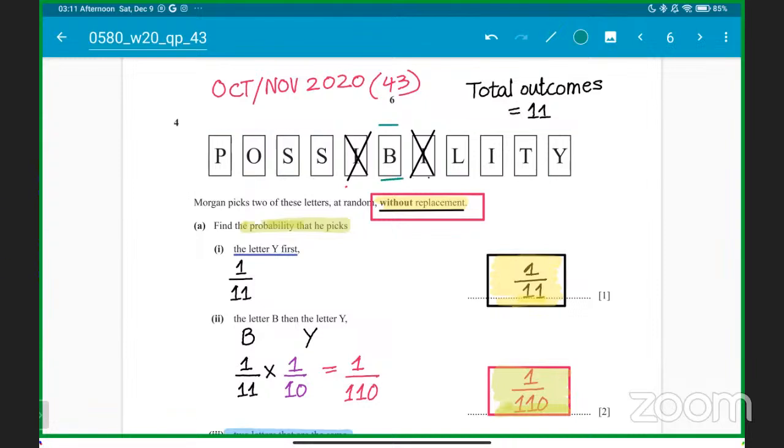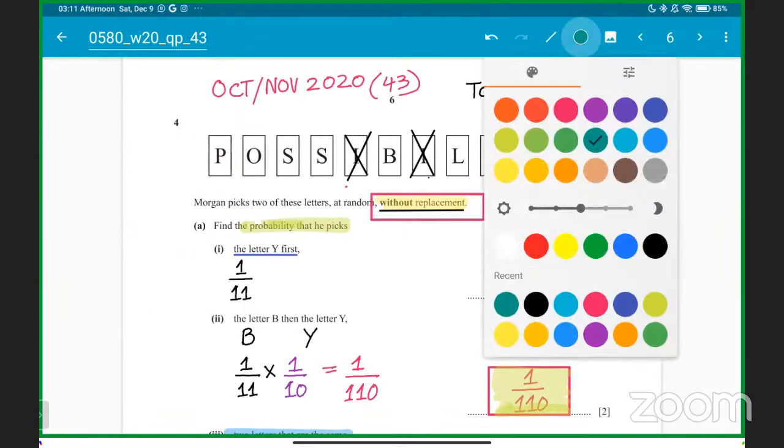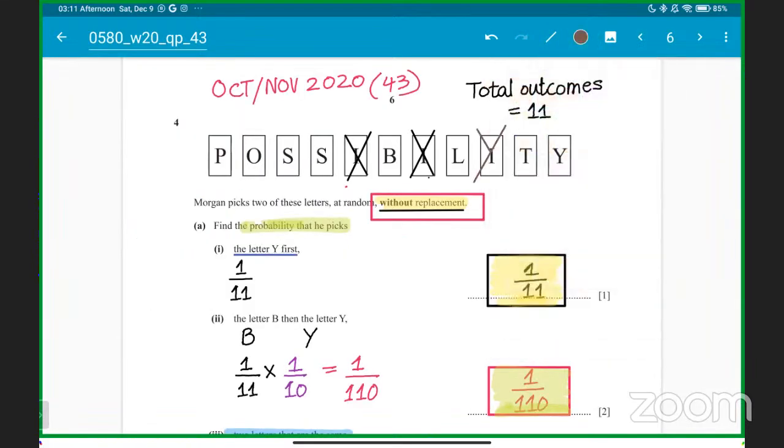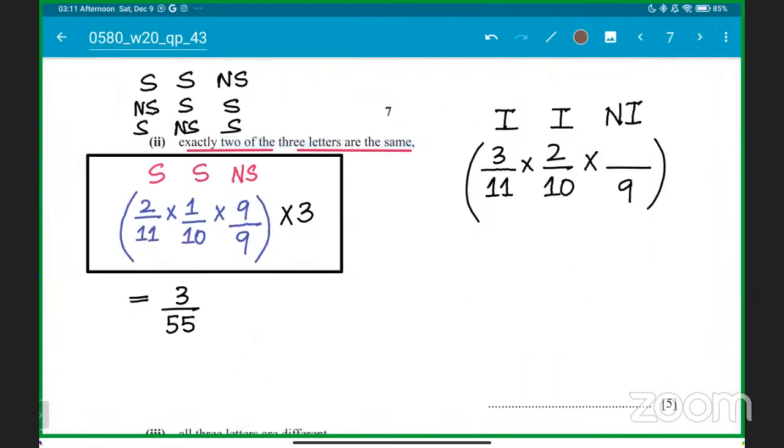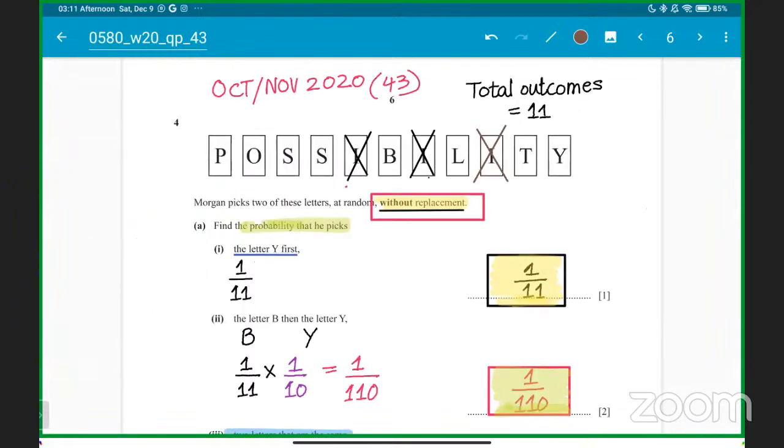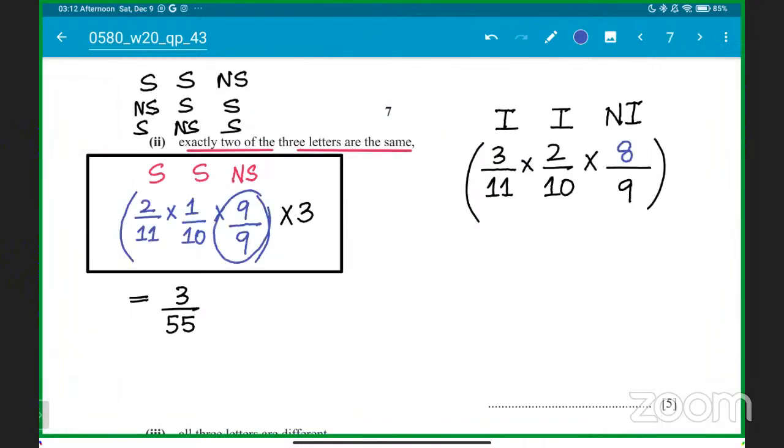I have 9 options available. But the problem is, follow very carefully, the main crux. The important thing to understand is you cannot take this I, because otherwise the requirement will not be met. Exactly 2 of the 3 letters should be the same. The third letter cannot be the same. So you don't have 9 options available for the third one. You have only P, O, S, or S. You can take one of them, or B, L, T, or Y. So if you count them, 1, 2, 3, 4, 5, 6, 7, 8, it will be 8 over 9, not 9 over 9.